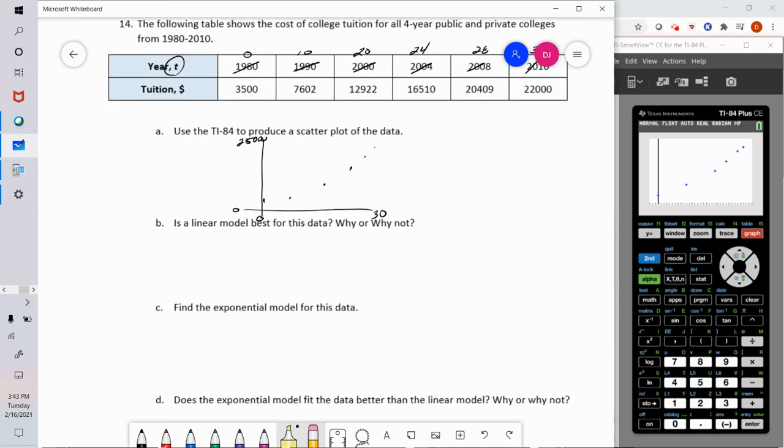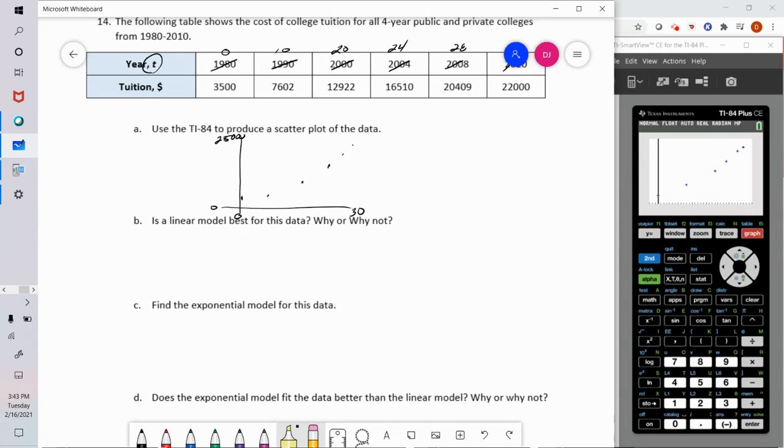Would a linear model be best for this data? Why or why not? Well, it would not be, because in a linear model, you're looking for a constant amount of increase. And you can see that in that 10 years, that was an increase of $4,100. In this 10 years, it was an increase of $5,300. Now be careful. In this next 10 years, it's an increase of $11,000.